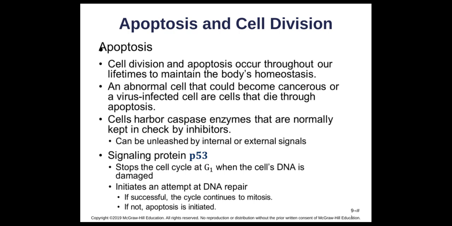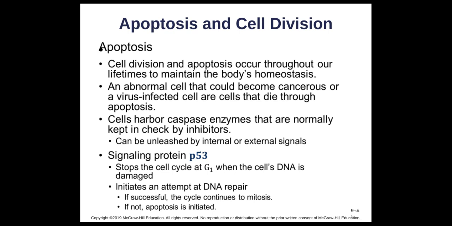Cells can have caspase enzymes within them all the time, but they're normally kept at a balance. There's inhibitors that check them until they're needed. And so then they're unleashed when that cell needs to go through apoptosis.